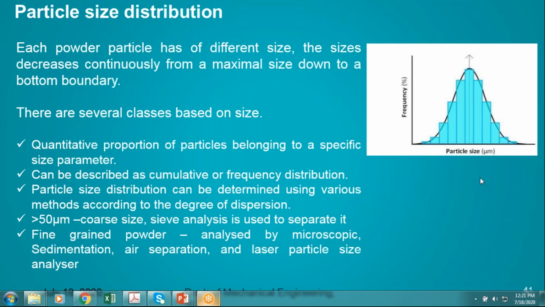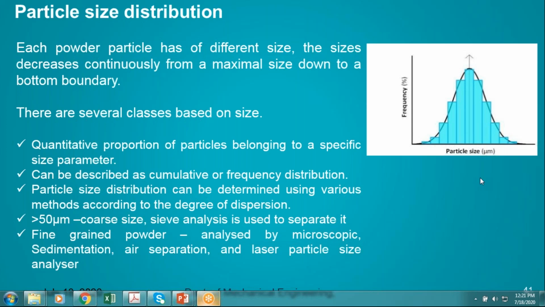As well as this particle size distribution, that is going to be defined with the help of this normal distribution or with the help of a bar chart distribution. We are going to have several classes based on the particle sizes. We can classify the powder particle distribution. It may be more than 50 microns. We are telling it these powder particles are coarse size particles.